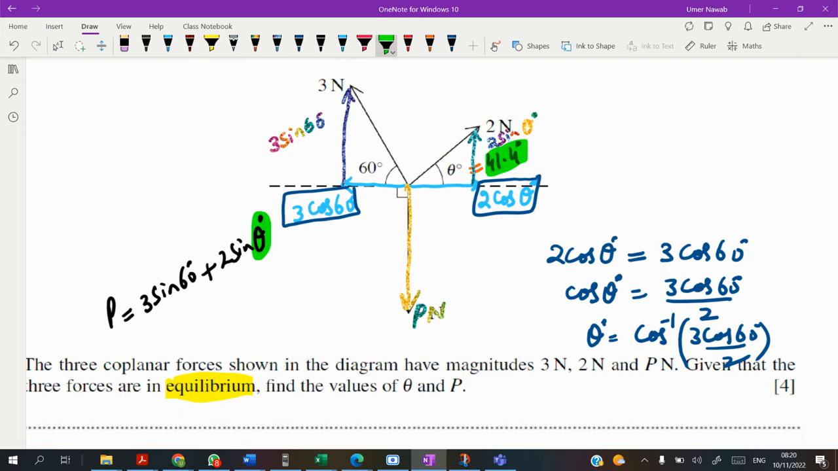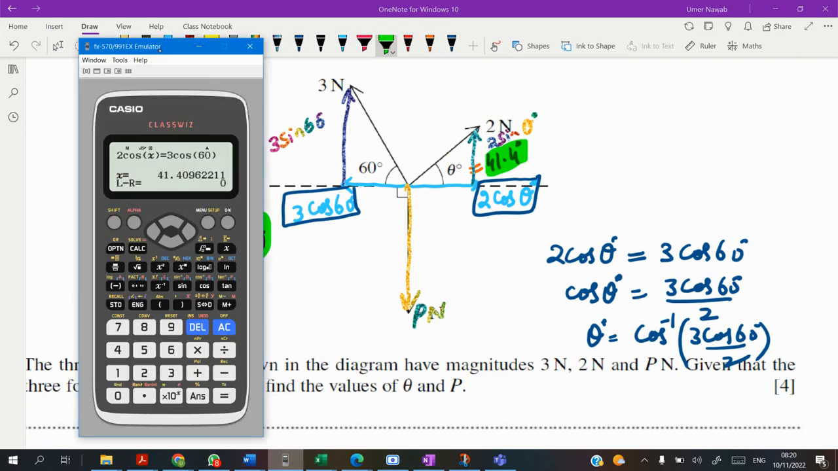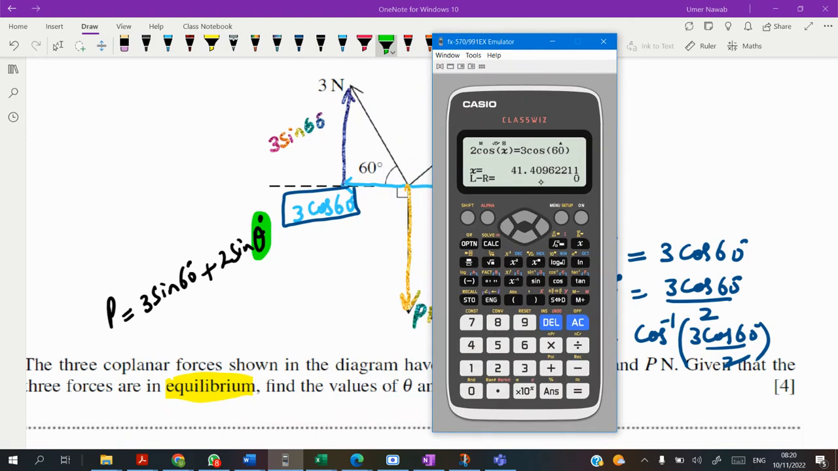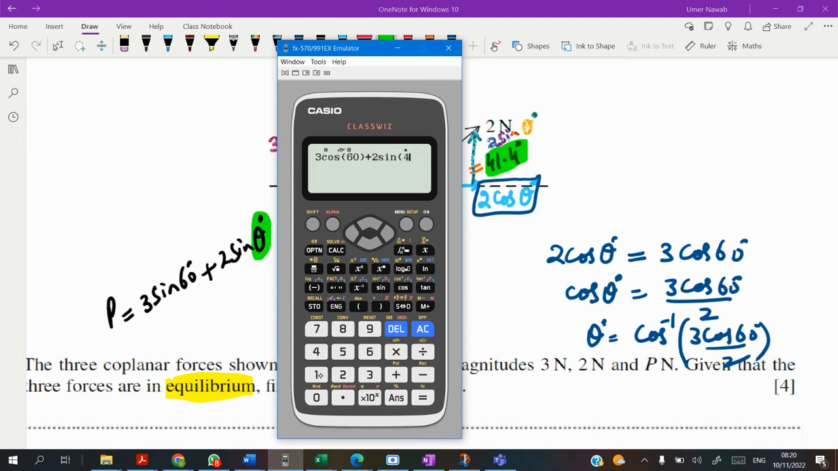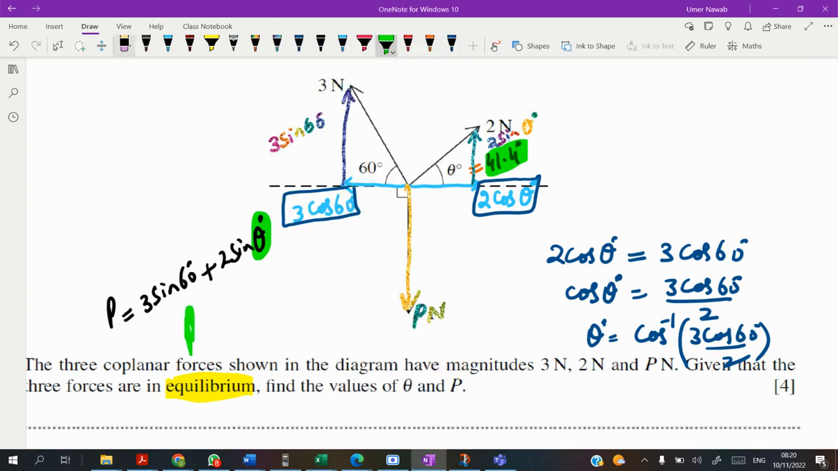The value of theta which I have found, I need to plug in here. But this is 1 dp, so I need to put it here to 2 dp. Let me use the answer from the calculator, which is 41.41. So 3 sine 60 plus 2 sine 41.41, close the bracket, and get the answer 2.82. So P is equal to 2.82 newtons.